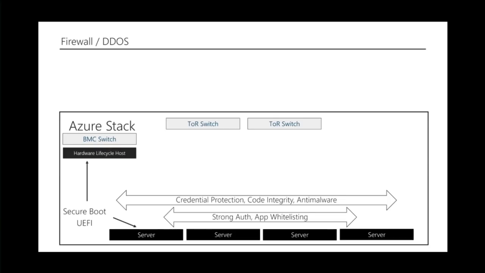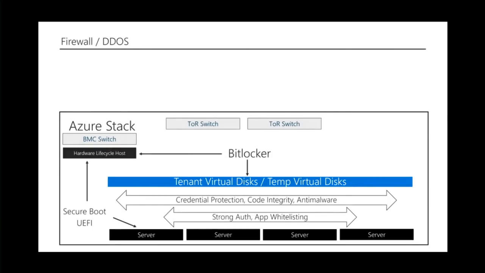We're doing code integrity, anti-malware, and then for each of the virtual disks that we create that's riding on top of Storage Spaces Direct, we also have BitLocker enabled. So everything is encrypted at rest. Those keys are held within the solution, so those are essentially solution-wide keys, but everything is encrypted at rest. So if you take a drive out, you're not going to have raw data on that content. We also do that on the hardware lifecycle host as well.